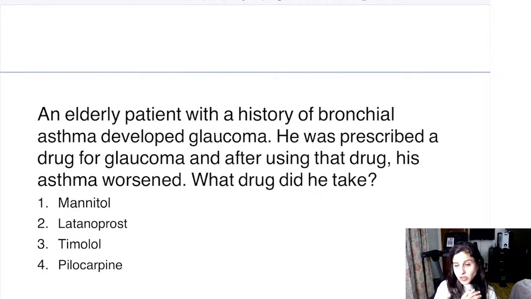An elderly patient with a history of bronchial asthma, he developed glaucoma and was prescribed a drug for glaucoma. After using that drug, his asthma worsened. Second year uni exam. ऐसे ही पढ़ो. How to study is like book से पढ़ो and then go and solve questions and then that's how you know. You have to have a standard textbook. उसको लो, standard textbook से पढ़ो and once you do that, then go through these questions.